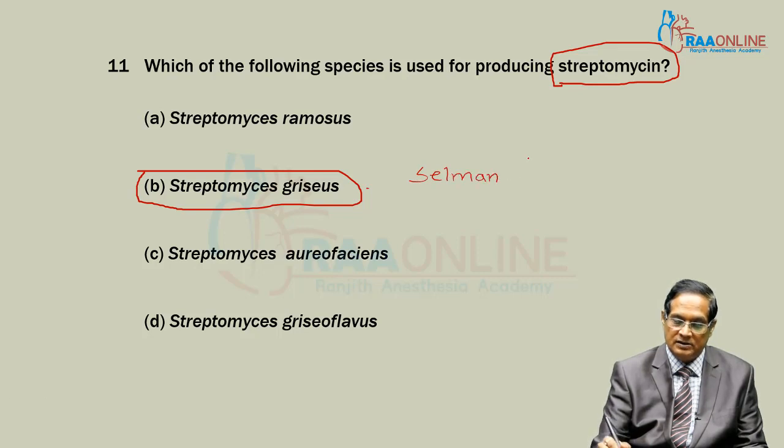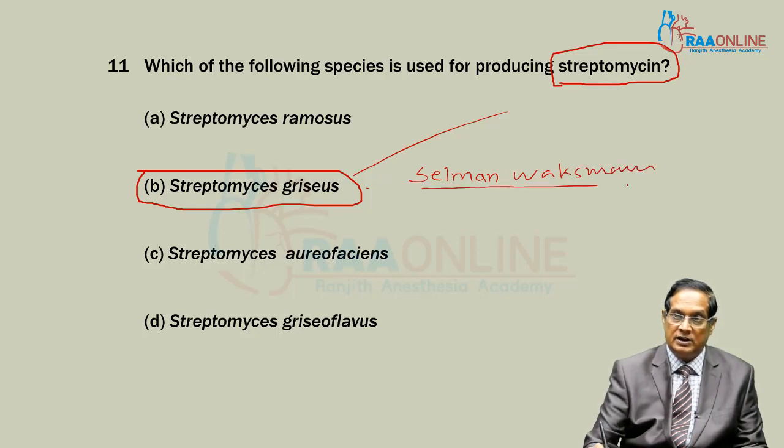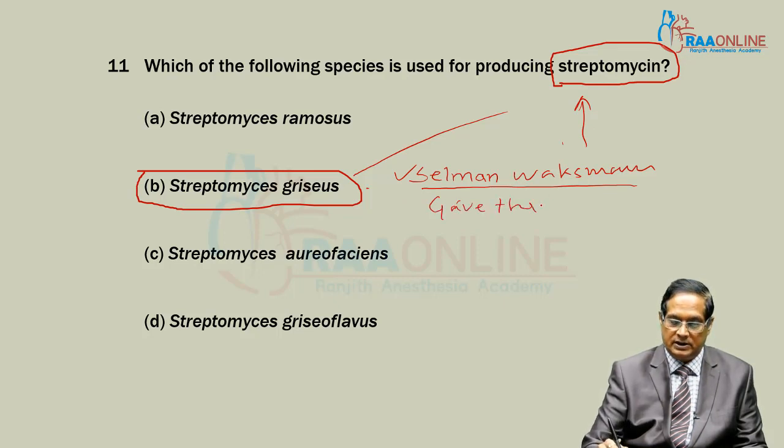obtained first from this particular actinomycetes by Selman Waksman. And he gave the term antibiotic also. Discoverer of streptomycin, one contribution. Second, gave the term antibiotic also.